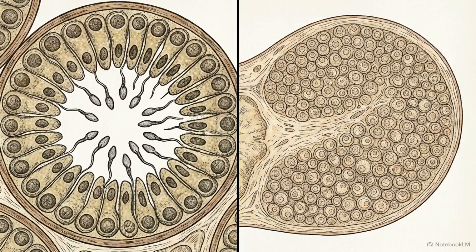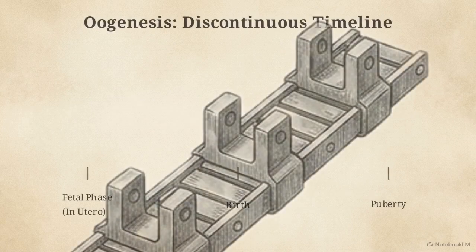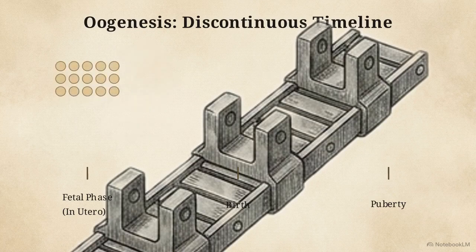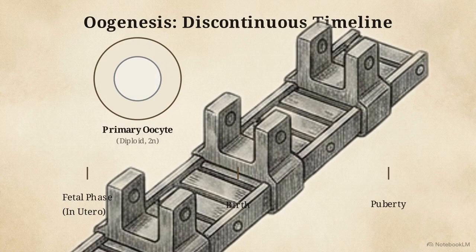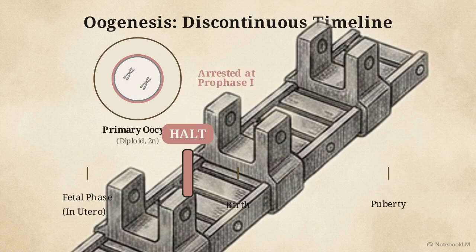Pivot to the female system and the timeline shifts entirely. Here, the gametic clock initiates long before the female is even born. This timeline maps the fetal phase of oogenesis. In utero, millions of diploid oogonia differentiate and begin meiosis I, but abruptly halt. Arrested at prophase I, the genetic material is suspended in a holding pattern lasting over a decade.